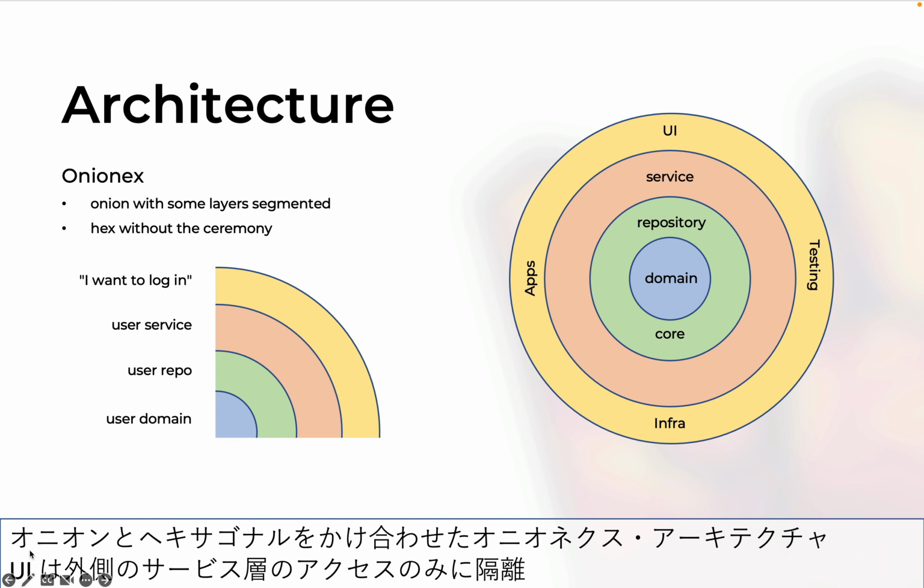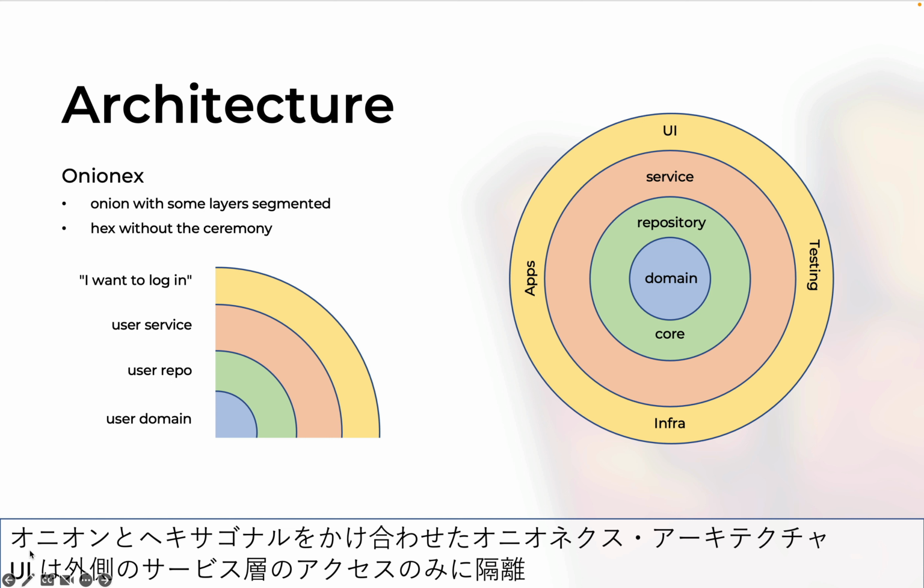Now, in terms of the architecture of this application, this is a mix between the onion architecture, which has decoupled layers, also mixing with some principles of the hexagonal architecture. So I'm mixing between an onion and hex. I called this architecture Onion X. So we have onion with some layers segmented and hexagonal without the ceremonies, with adapters. Now, I'm going to discuss these principles and how they apply to either onion or the hexagonal architecture.